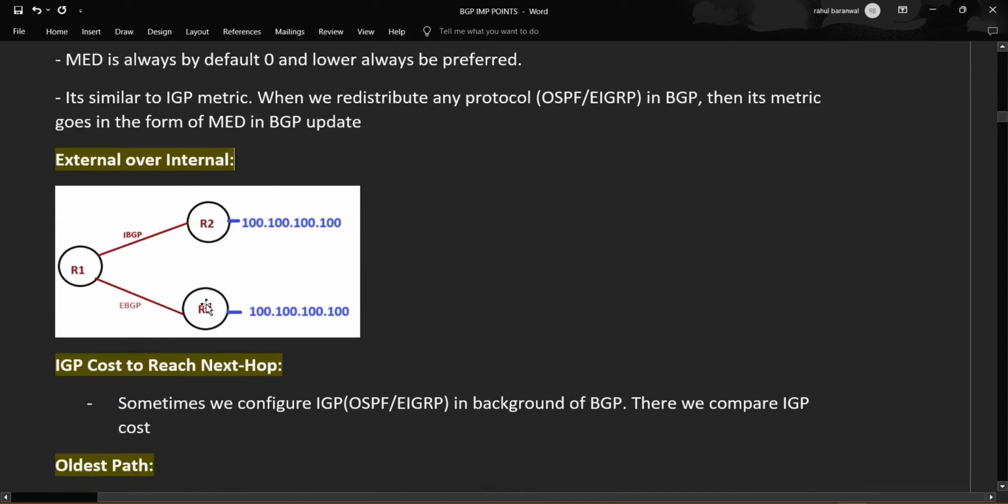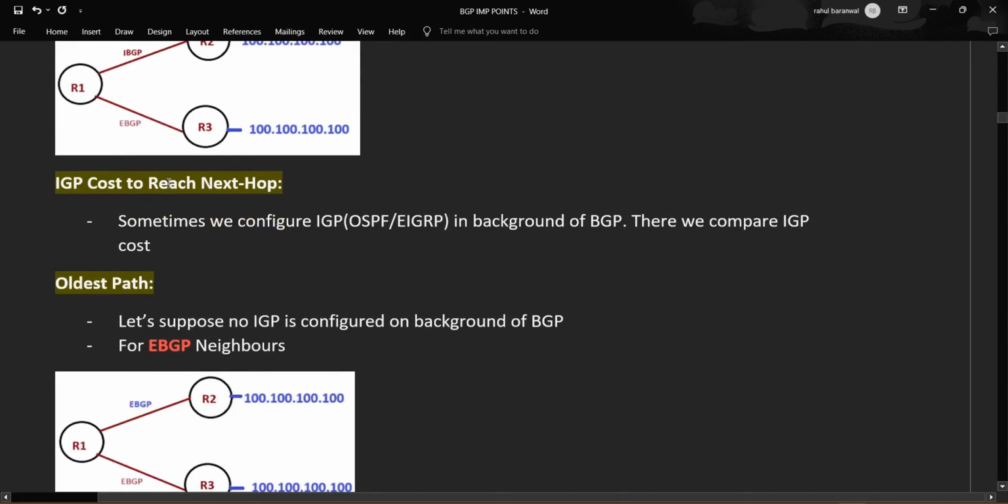Now suppose we have EBGP neighborship with R1 for both. So we cannot decide here which path will be best. Then we'll have to move on to another path selection criteria, that is IGP cost to reach next hop. So in our practical part we will see that sometimes we configure IGP in the background of BGP. So there we will compare IGP cost with BGP.